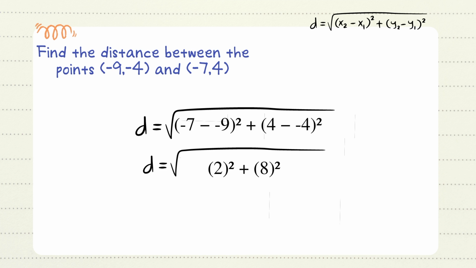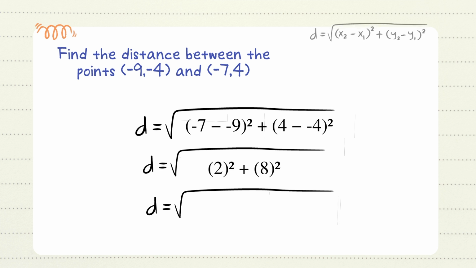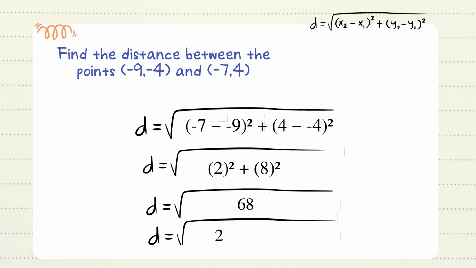Let's keep simplifying. 2 squared is just 2 times 2, or 4. 8 squared is just 8 times 8, or 64. 4 plus 64 equals 68. So d equals the square root of 68. Using prime factorization, the square root of 68 equals the square root of 2 times 2 times 17. We need to pull out our squared pair. So this means the distance between -9, -4, and -7, 4 is 2 square root 17 units.